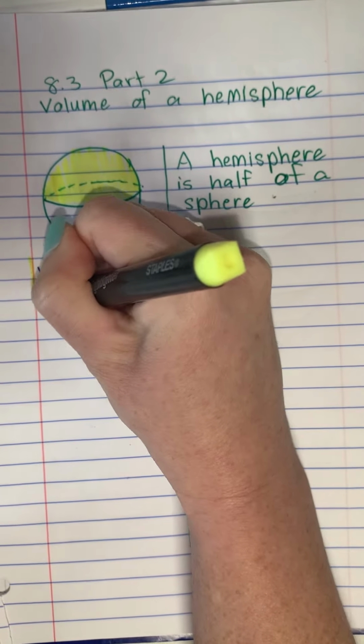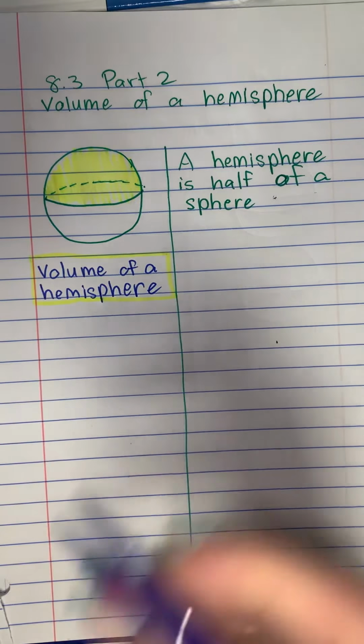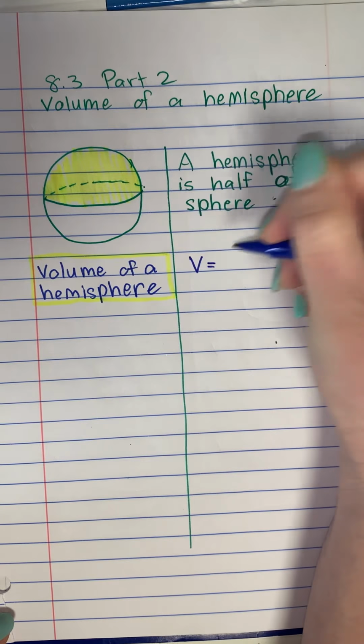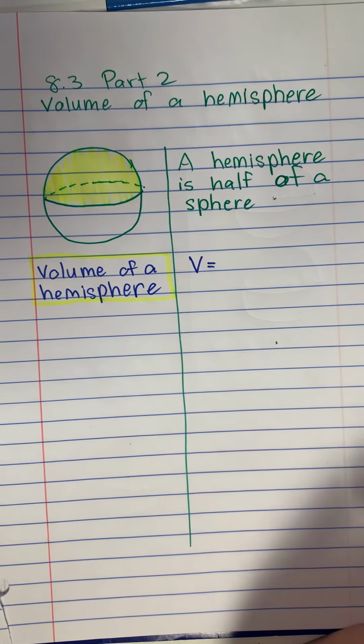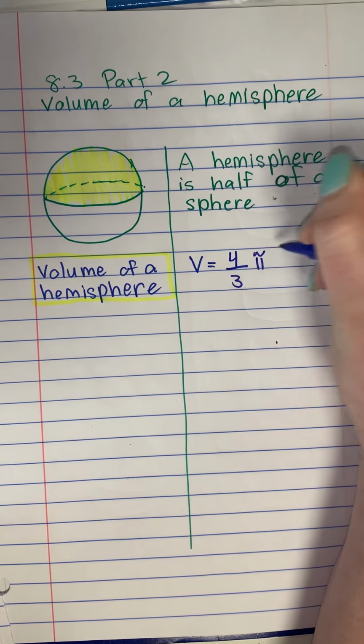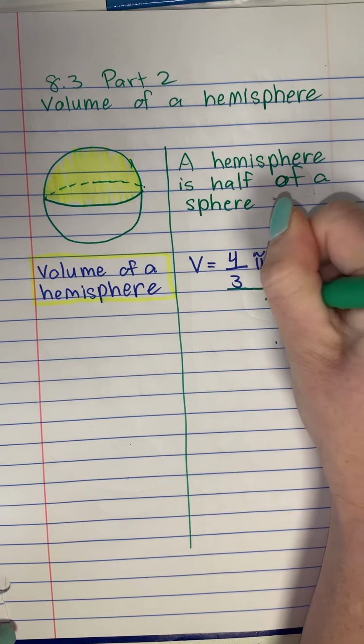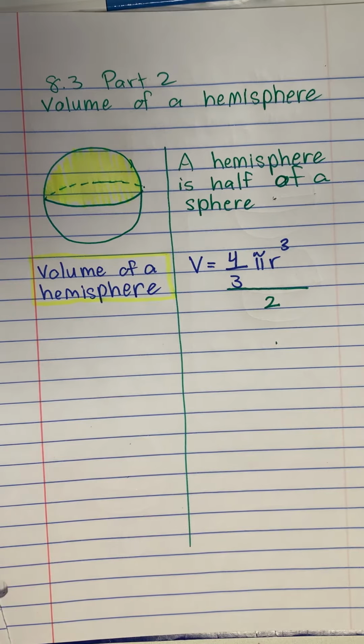This is probably the most important part of this section. Our volume formula. Well, all we're going to do is take our sphere, which was 4/3 pi r cubed, and whatever answer we get for the sphere, all we're going to do is divide that by 2. I know that looks ugly, but it's not difficult. So let's take a look at the problem you did yesterday or just now, whenever you did the video.